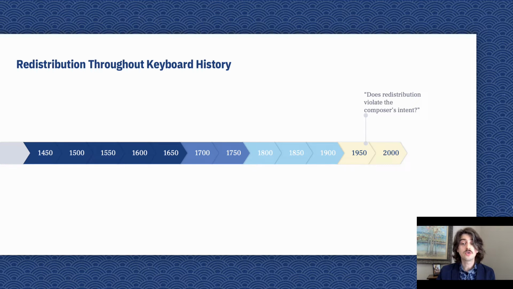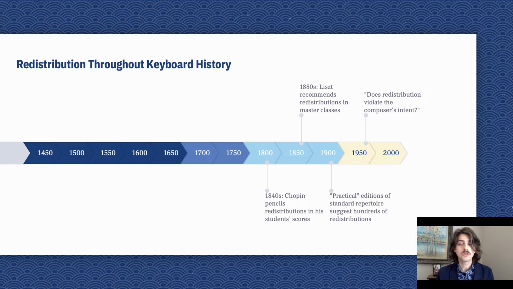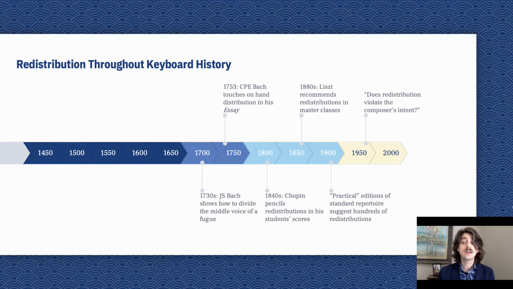own decisions about redistribution. We know that many great pianists of the 19th and early 20th centuries suggested redistributions in their editions of standard repertoire. If we look back further, we'll discover that some of the composer-pianists we most revere, including Chopin and Liszt, used redistribution. And a century before, both J.S. and C.P.E. Bach discussed how to divide contrapuntal lines between the hands. We're going to touch on all of that today.